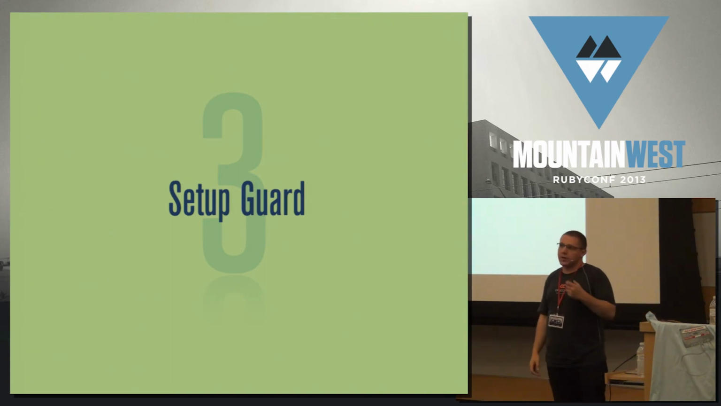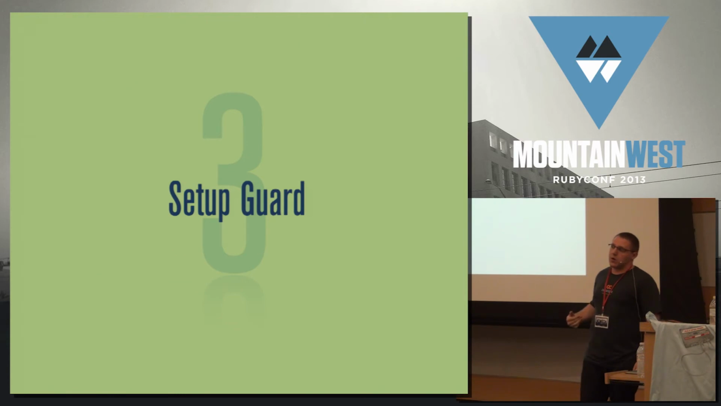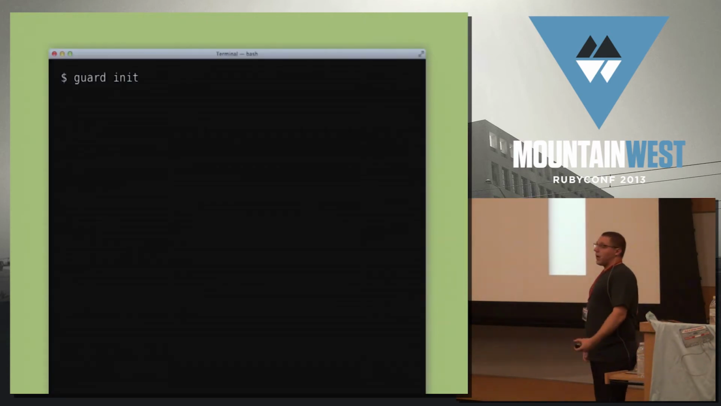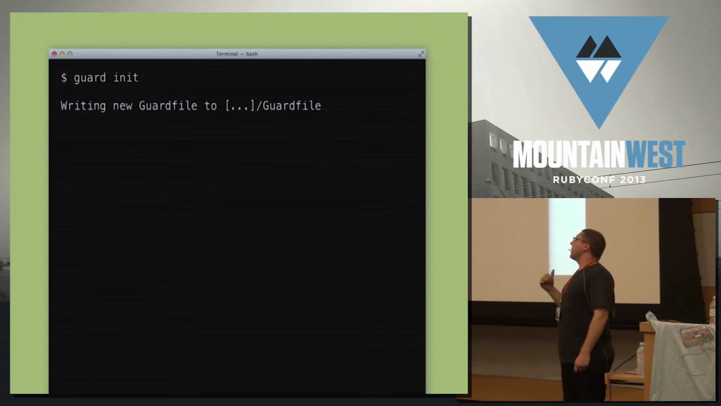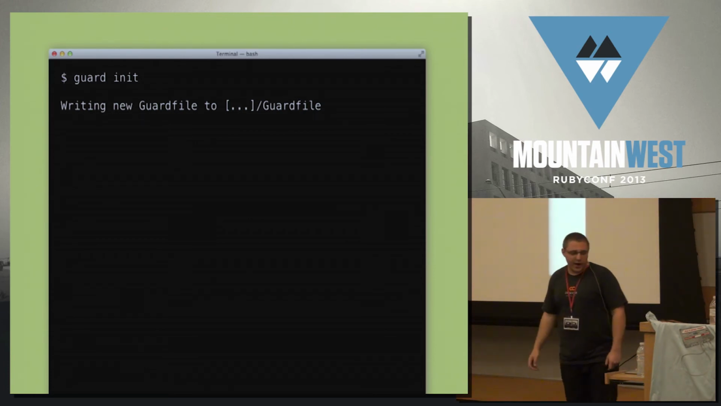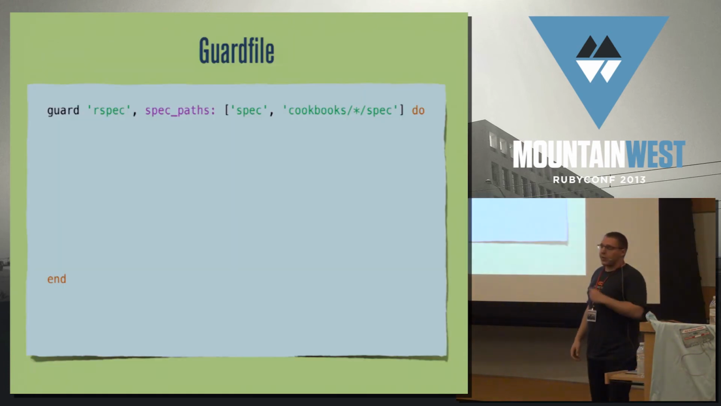How do we set up guard? Well, it's already in our Gemfile. We already have a bunch of guard hooks in there. So all we have to do is run guard init, and that's going to make a Guardfile for us. And we're going to get cool output that says writing a new Guardfile to whatever path your app is in. And it's going to look like this.